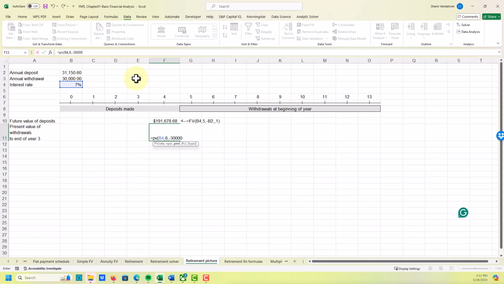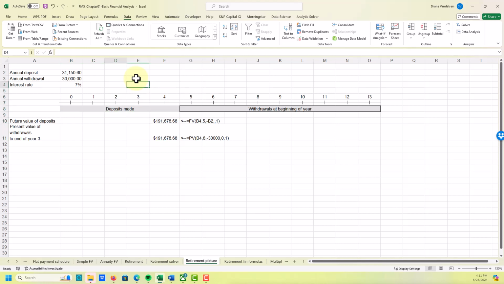Okay, so negative $30,000. My future value at the end of this 8-year period is 0. I want nothing left in the bank. Kids aren't getting anything. It's all done at the end of my retirement. And my type, and this is key, is 1, because I'm taking out the payments at the beginning of each year. So this is an annuity due. That's what my function is going to look like here, and it gives me that value that we saw before, $191,678.68.